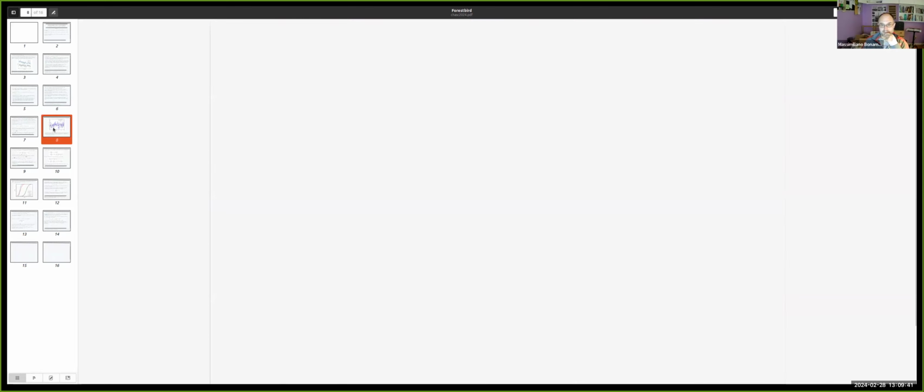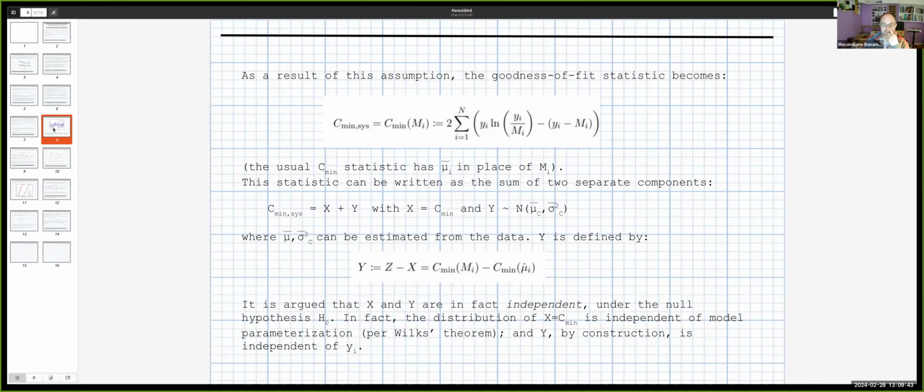Okay, so can we in those cases find a way to have a distribution for this C minimum statistic in the presence of systematic errors in such a way that it is the sum of two components? One is the usual one. The other is the part that Yang is studying. We studied it in the past, but now finally, Yang is making contributions in terms of better theoretical understanding. Okay.